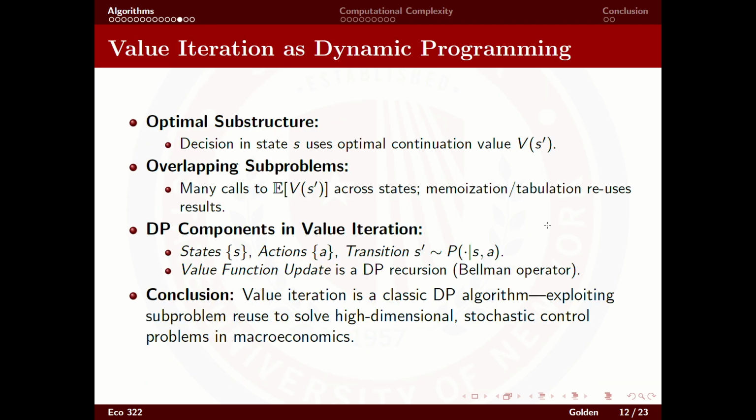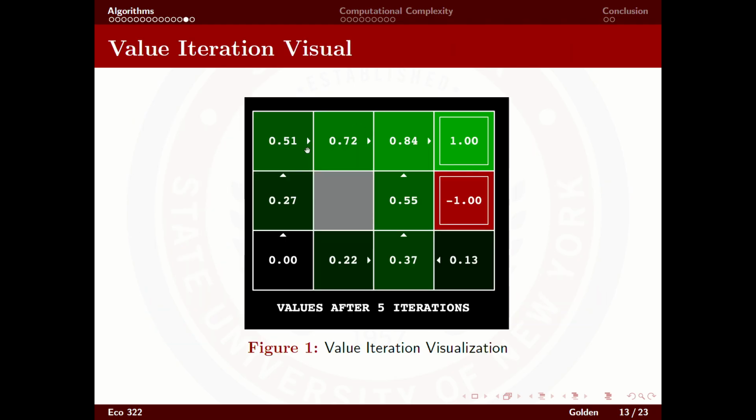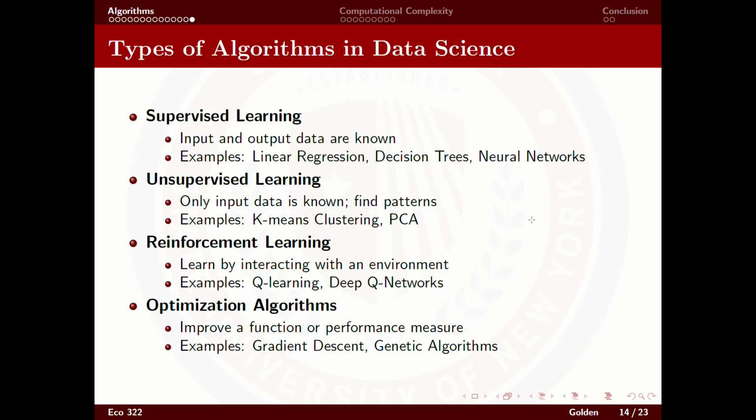So value iteration is dynamic programming. You have an optimal substructure, which is the decision in state S, which uses the optimal continuation value V of S prime. Overlapping subproblems: many calls to the expected value of V of S prime across states, and you have states, actions, and transitions. The value function update is a dynamic programming recursion. So as a visual, you have this table, and you're just updating through iterations.